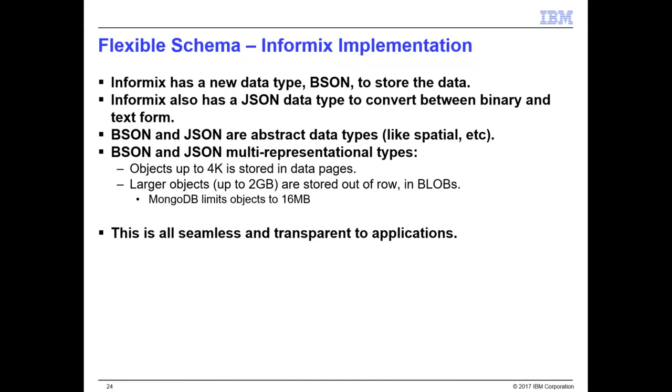We also have a JSON data type to convert between binary and text form, and they're abstract data types like spatial, and they're also multi-representational. Objects, for those of you who like to get into the tuning aspect of it, objects up to 4K are stored in data pages. Larger objects up to 2 GB are stored out of row and in blobs. And Mongo limits objects currently to 16 MB. It's all seamless and transparent.